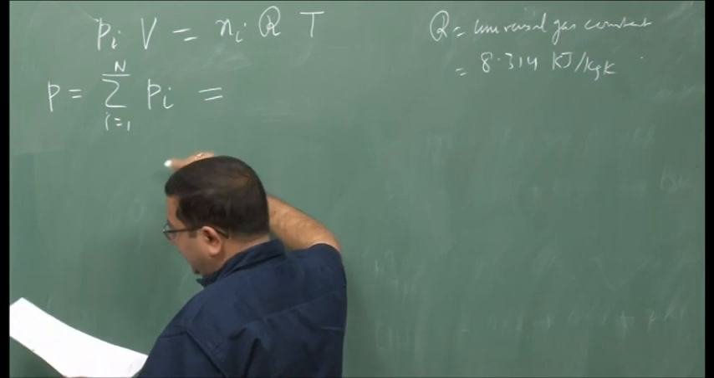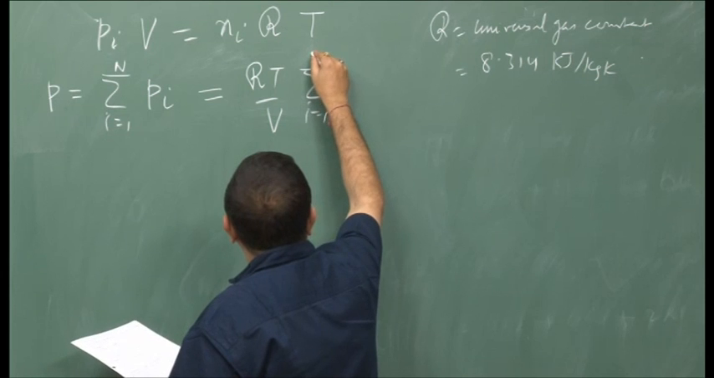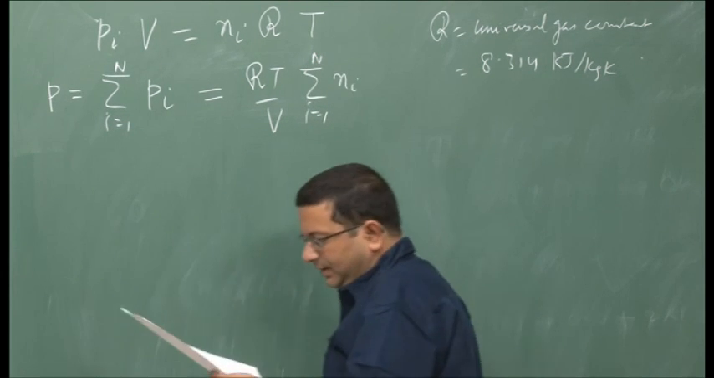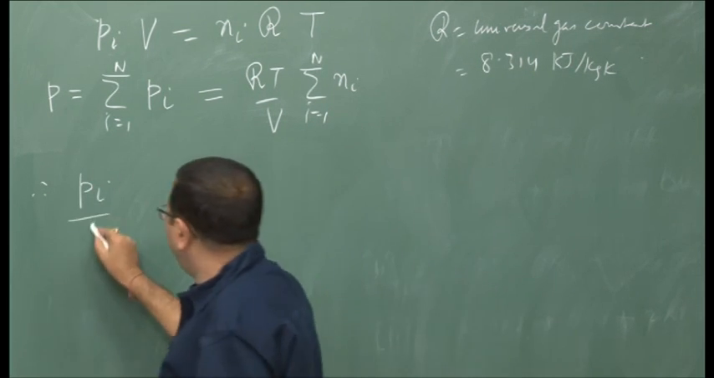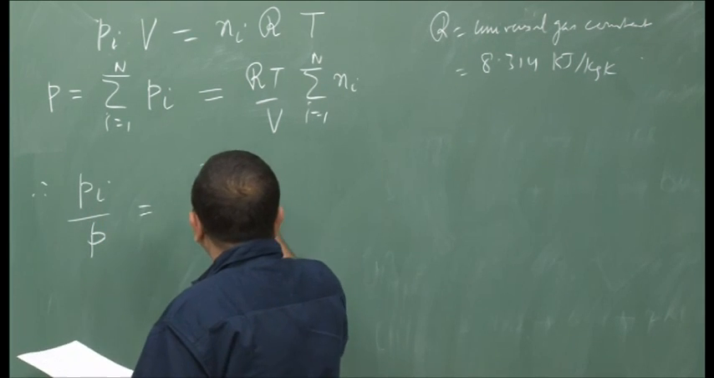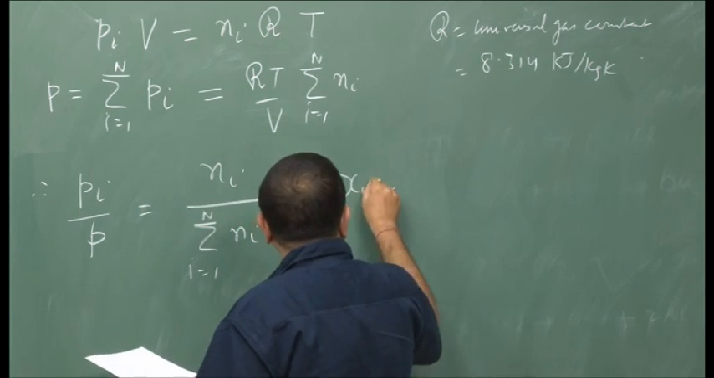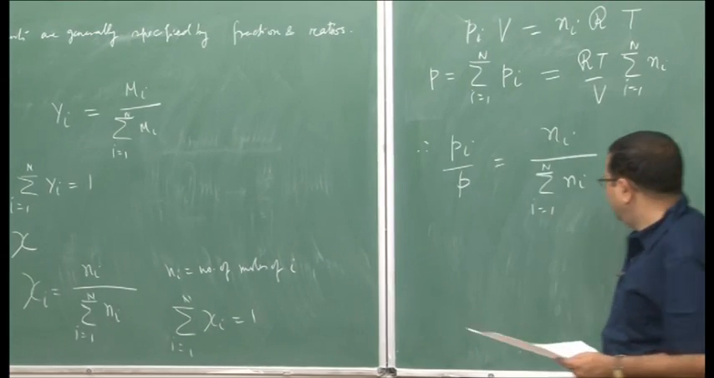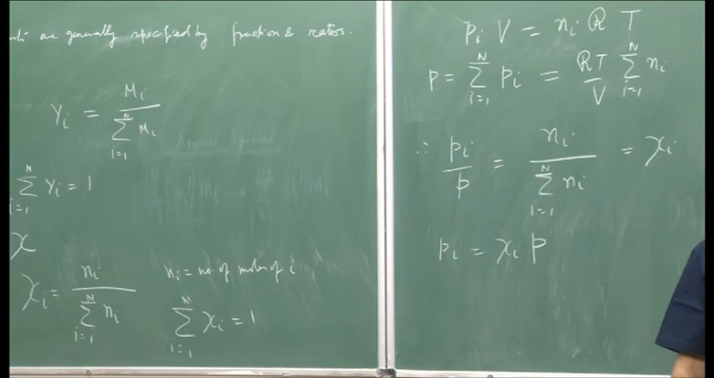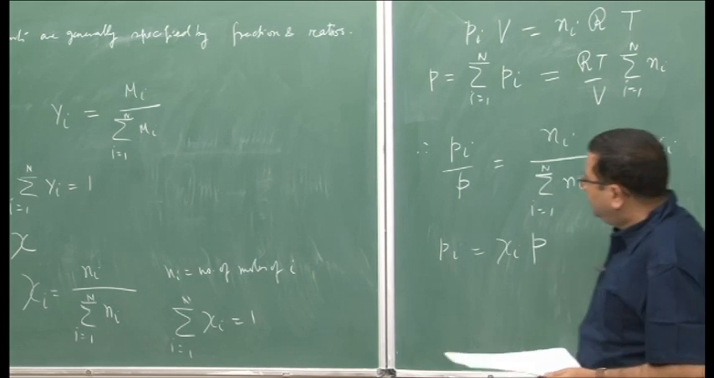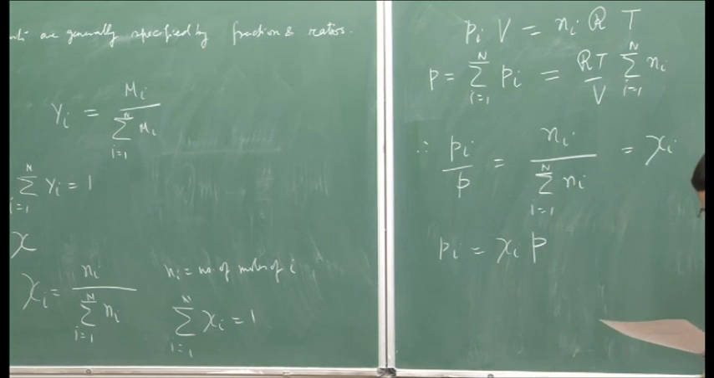Now, combining these two, I can write it as R T by V sigma i equal to 1 to n times n_i. Therefore, partial pressure of species i divided by total pressure, the actual pressure of the system, is equal to n_i upon sigma i equal to 1 to n of n_i. So, this by definition is my mole fraction. Therefore, partial pressure is equal to mole fraction of species i times the total pressure of the system. Okay? So, this is another way of representing the relative composition in terms of mole fraction of different species.